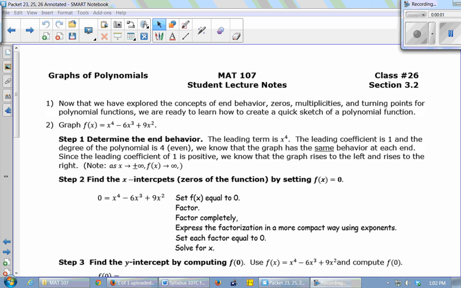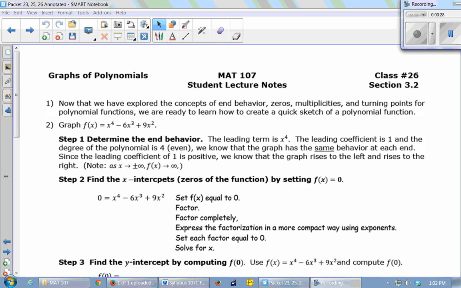Okay, graphs of polynomials. So we now have explored the concepts of end behavior, right? That's what the far right side and far left side of the graph do. It's either both arms up, both arms down, one arm up, one arm down. And that end behavior was determined by the degree and the leading coefficient. We also talked about zeros, which real zeros are also x-intercepts. And we talked about the different multiplicities.